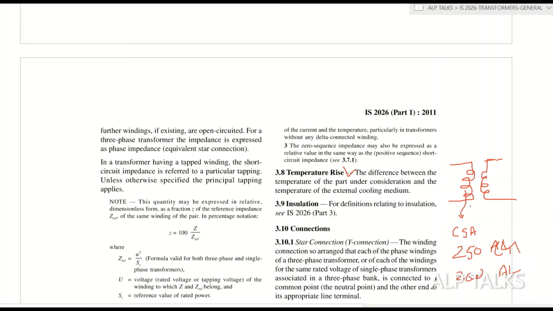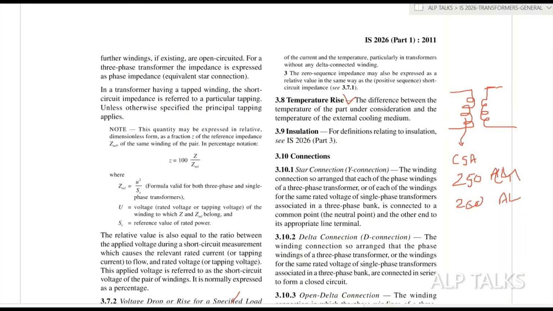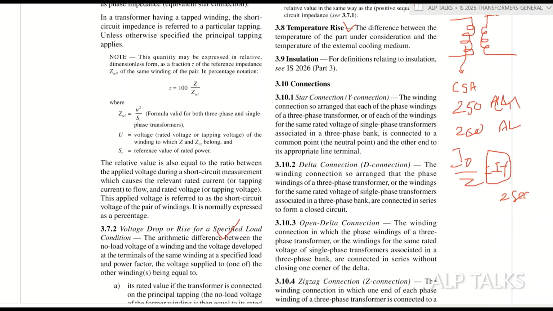So we should choose our current density or conductor size accordingly, so that in the worst case, for example I naught by Z, this is the worst case current, whatever fault current flows, if this current flows for 2 seconds, our winding should not reach 250 degrees. That is what the temperature rise defines.